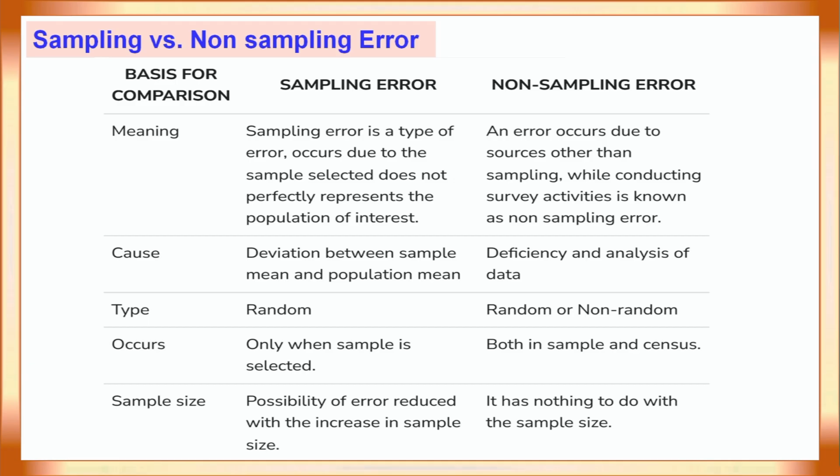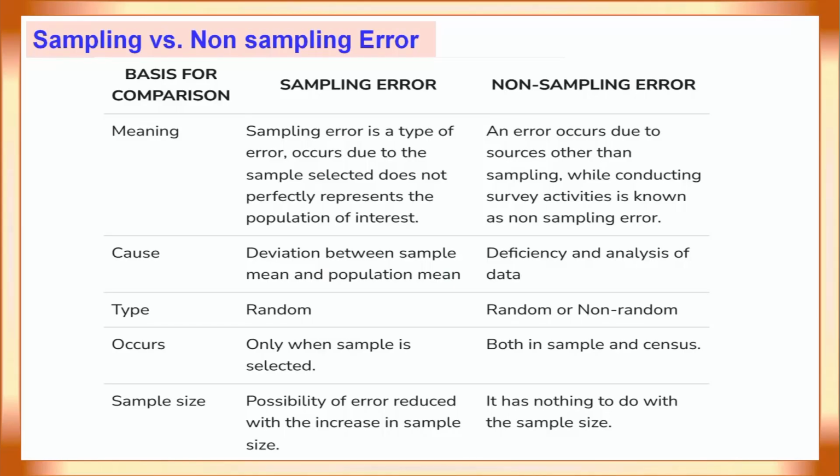As I already told, the sampling error is random. When it comes to non-sampling error, it may be both random and non-random. Sampling error occurs when you use sampling as a method of the study or part of the study. Non-sampling error will be there whether you are using a sample survey or a census.